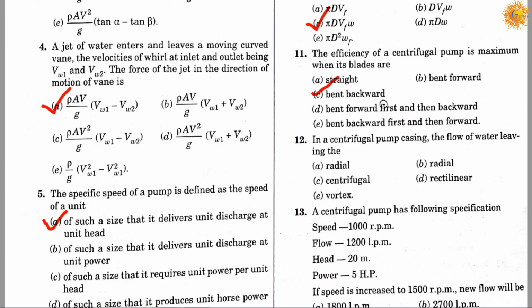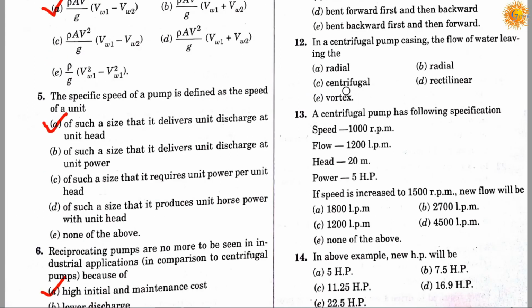Question number 12. In a centrifugal pump casing, the flow of water leaving the impeller is option A, radial, option B, is also radial, option C, centrifugal, option D, rectilinear, and option E, vortex. So the correct answer is E, it will be vortex.